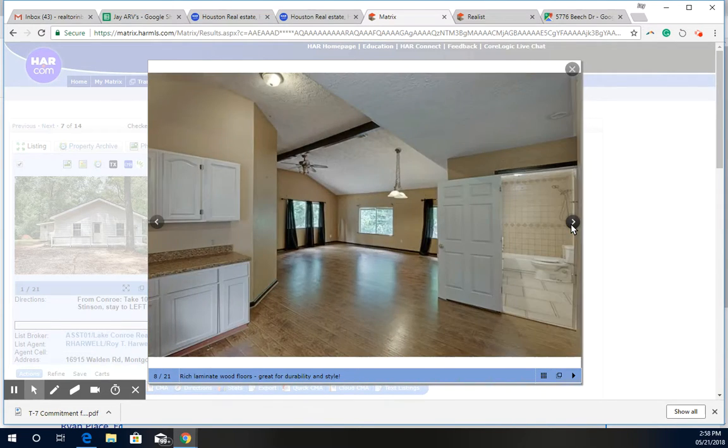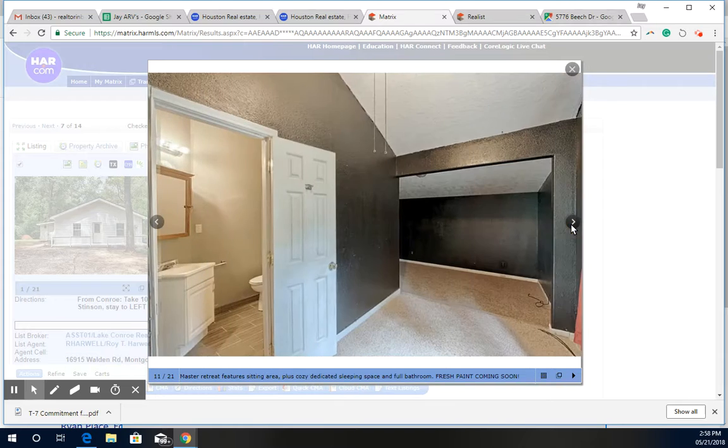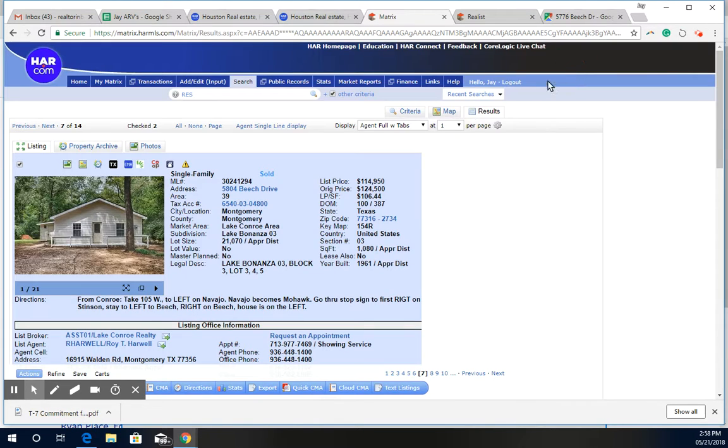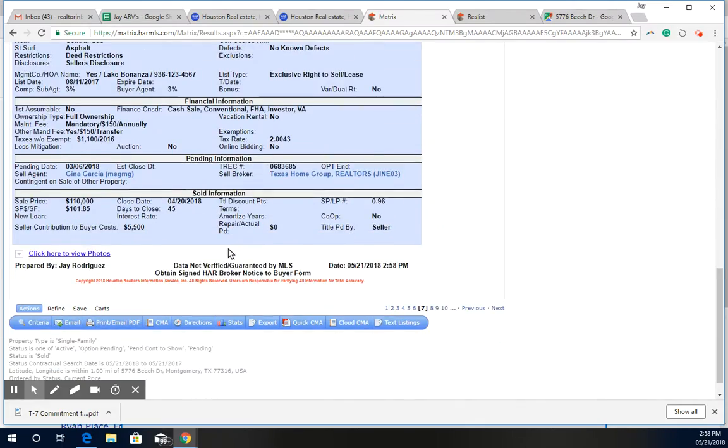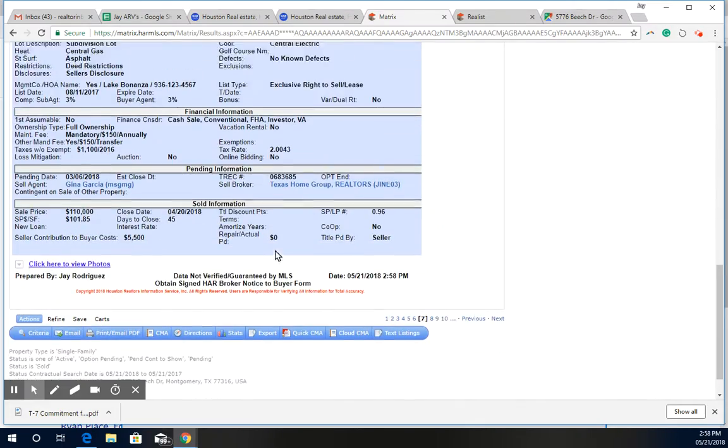So this one was on the market for 387 days. They started at 124.5, then they went down to 114.950, and they ended at 110,000.